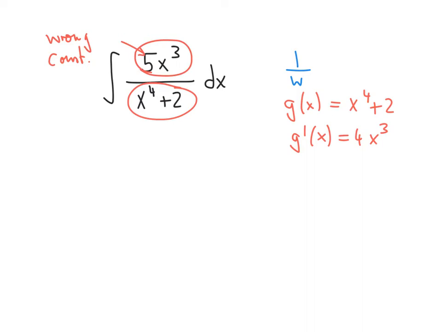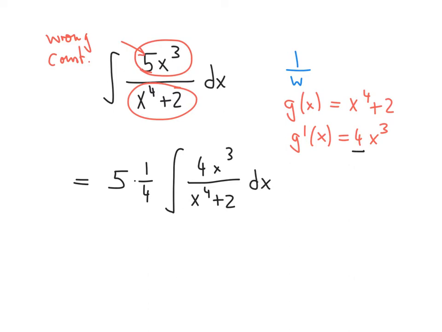Before, the constant was missing altogether, and we just snuck it in and multiplied by 1 over the constant, and that helped us. Here it's the wrong constant, but it's not really different from the previous situation. We can do the same thing. We rewrite this as follows: first we pull out the constant that we don't need, then we introduce the constant that we actually want, namely 4, and offset again with 1/4. So 5 times 1/4 times 4x to the third over x to the fourth plus 2 dx.